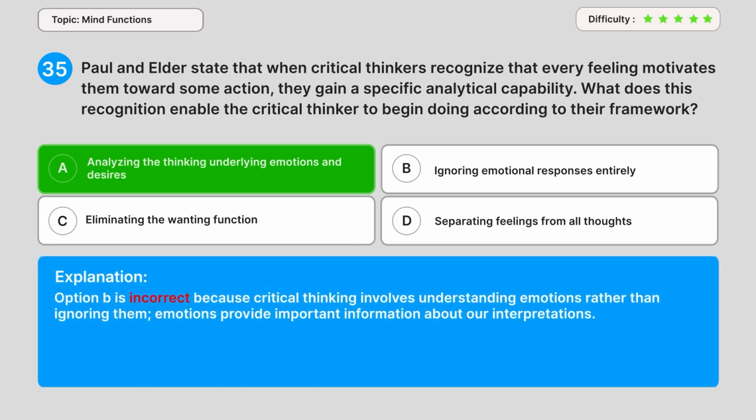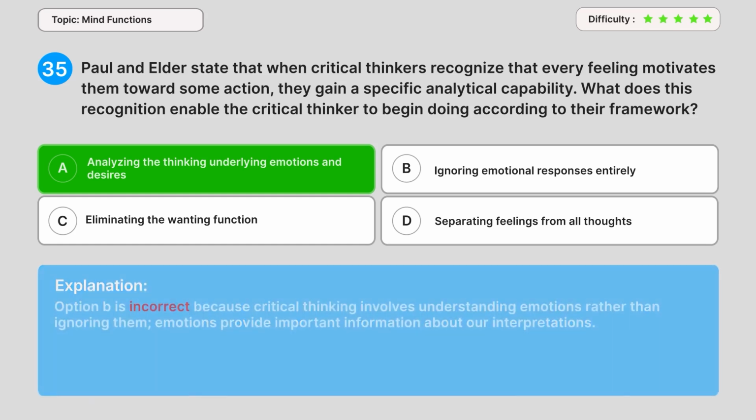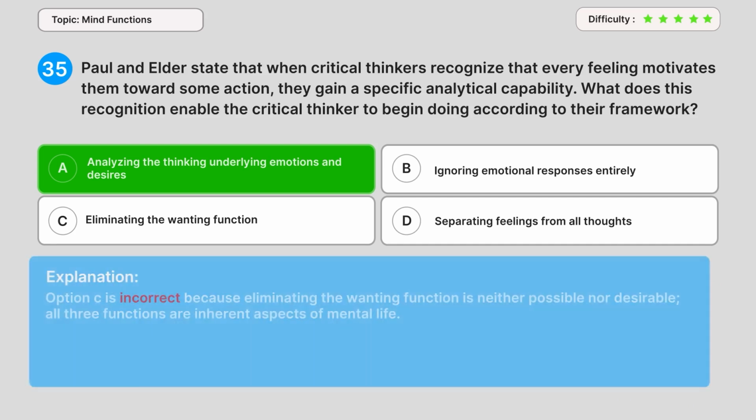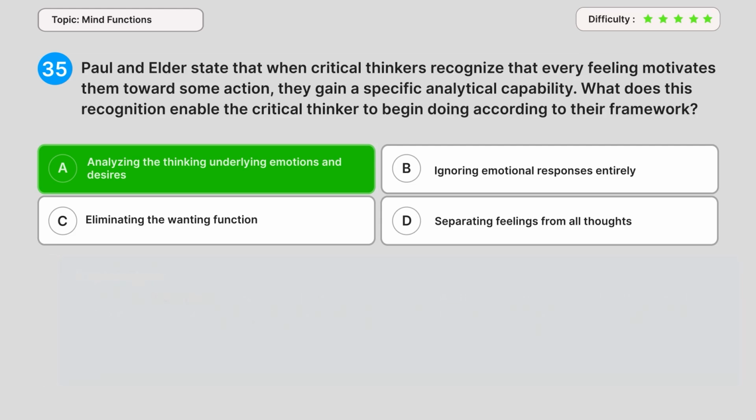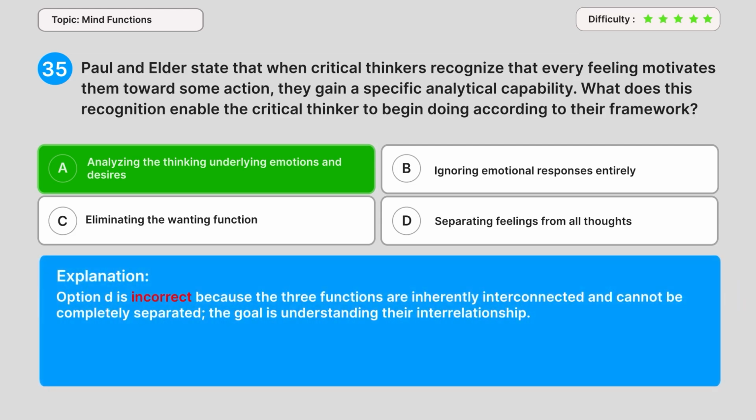Option B is incorrect because critical thinking involves understanding emotions rather than ignoring them. Emotions provide important information about our interpretations. Option C is incorrect because eliminating the wanting function is neither possible nor desirable. All three functions are inherent aspects of mental life. Option D is incorrect because the three functions are inherently interconnected and cannot be completely separated. The goal is understanding their interrelationship.